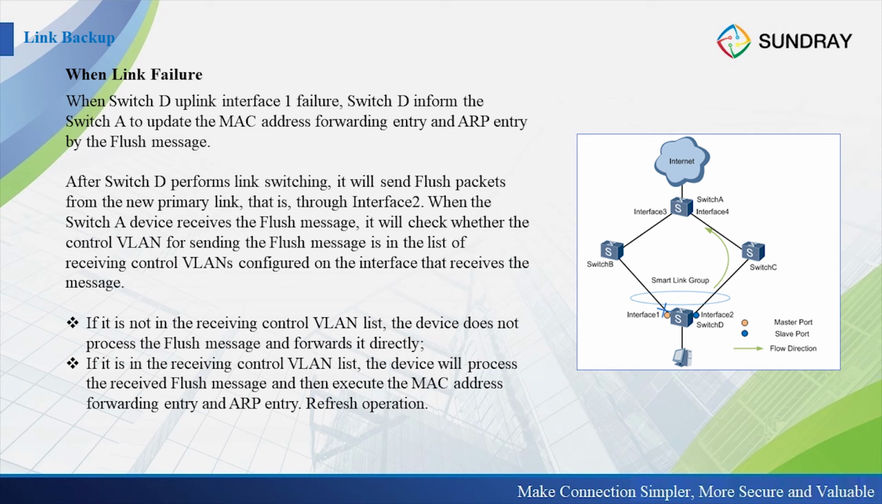If it's not in the receiving control VLAN list of switch C, the device doesn't process the flush message and just forwards it directly. If it's in the receiving control VLAN list, switch C will process the received flush message and then refresh the MAC address forwarding entry and ARP entry.